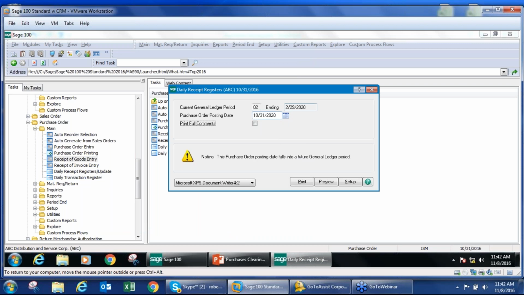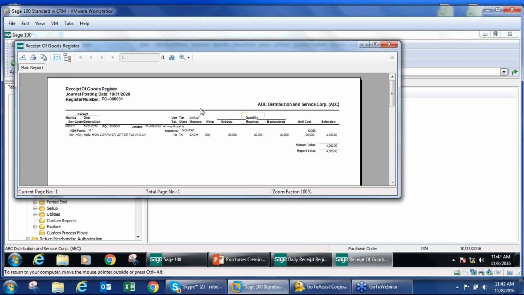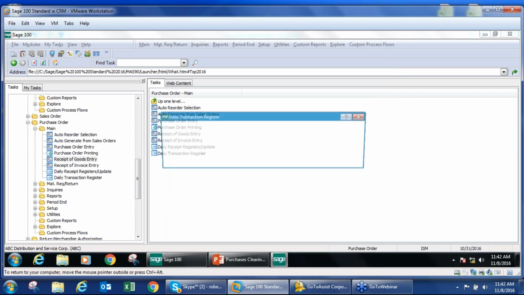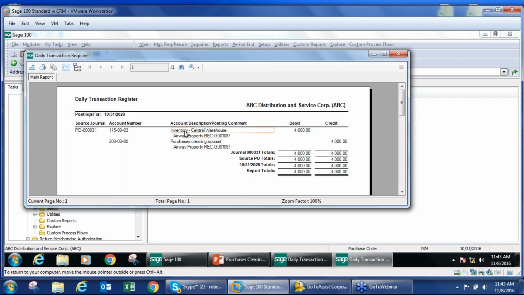Now my ABC company is currently in the year 2020. And we're going to get our subsequent receipt register. When I get to the daily transaction register, what we'll find is we have our debit to inventory for 4,000, credit to the purchases clearing account for 4,000. Okay, life is good.